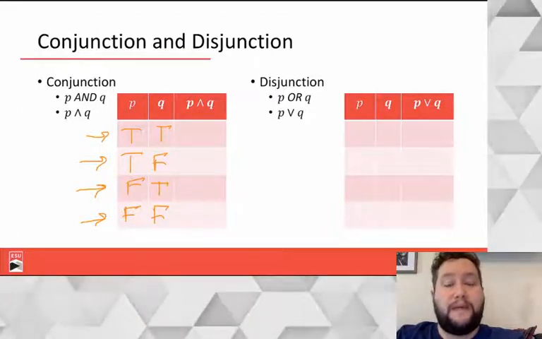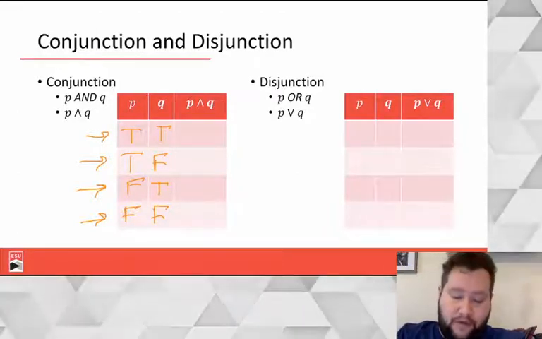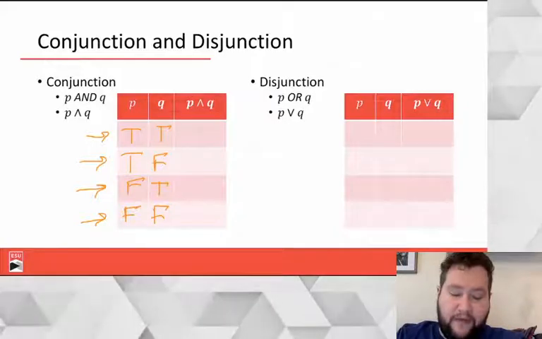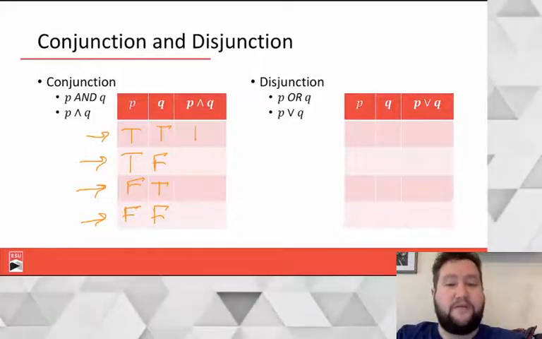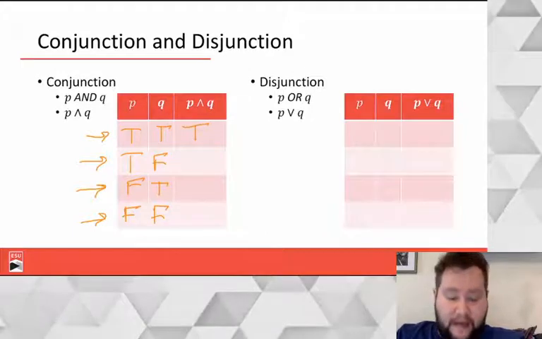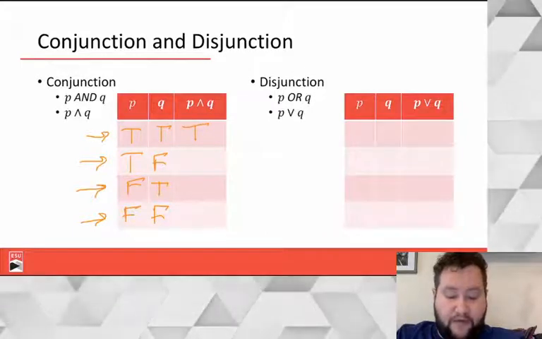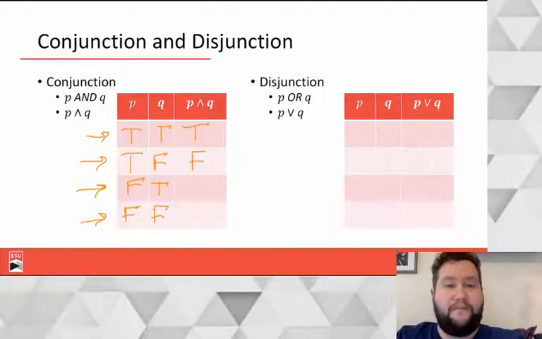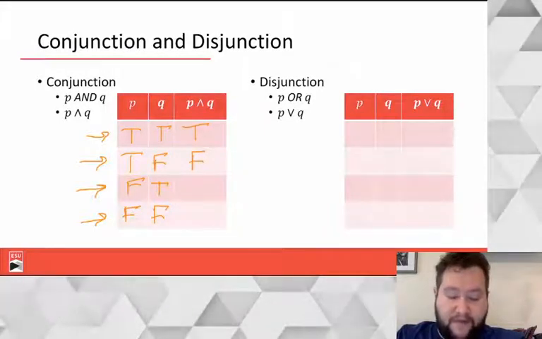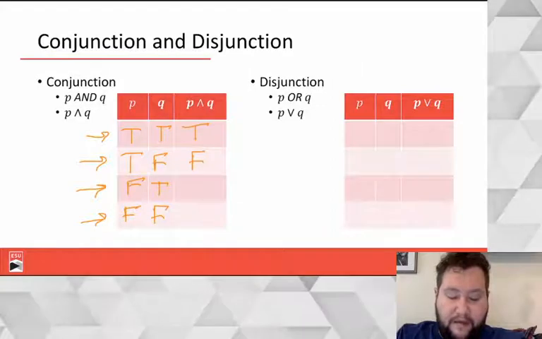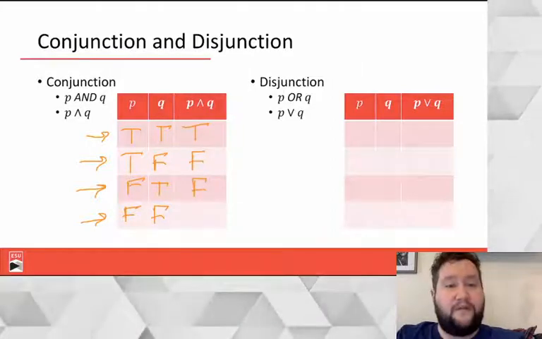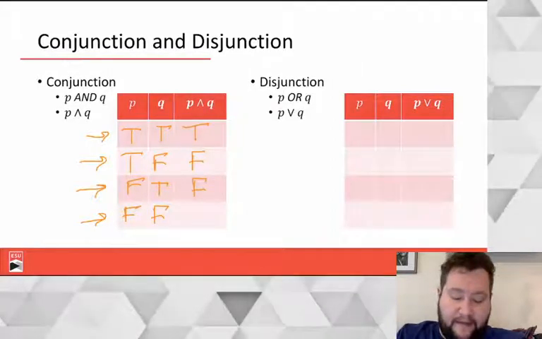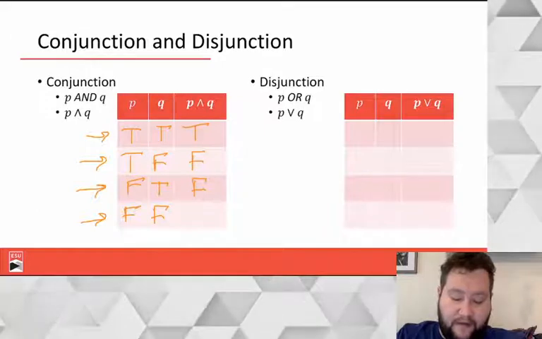Our definition of conjunction, P and Q, was that it was true if and only if both P and Q were true. So in our first row, P is true and Q is true, so P and Q is true. P is true, Q is false, well, that means that P and Q is false. In that third row, if P is false and Q is true, P and Q is false. And then the last says false and false, and so that is false.